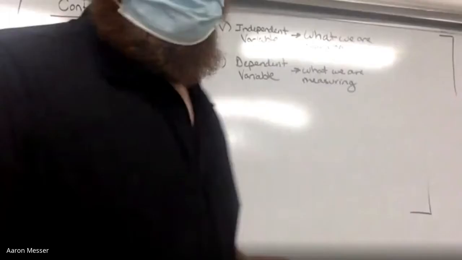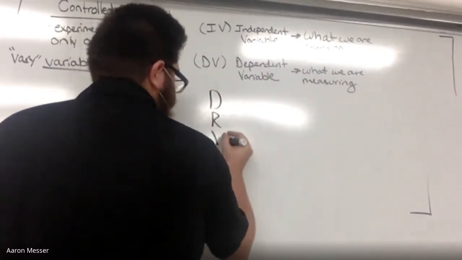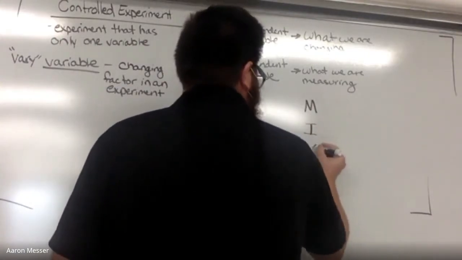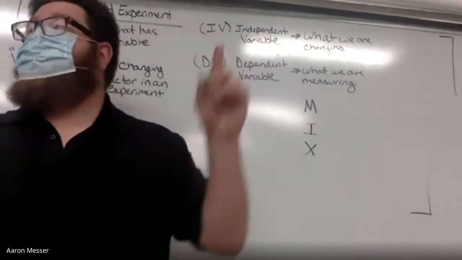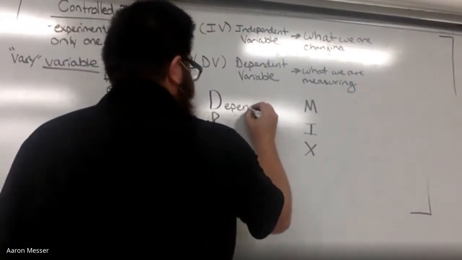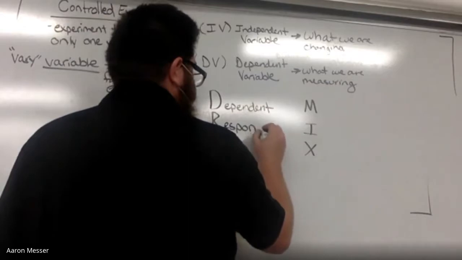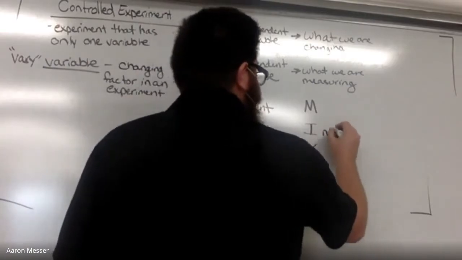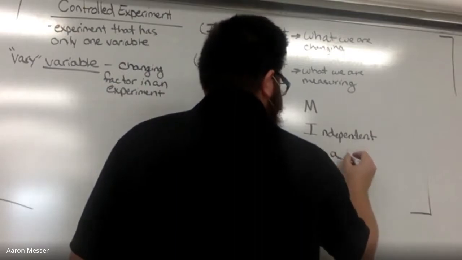Okay? DRY MIX. The reason we need DRY MIX is for graphing. Okay? DRY MIX is when we're graphing results. Okay? D stands for dependent variable. It responds to the independent variable, and it's graphed on the y-axis. I stands for independent variable. It's graphed on the x-axis.